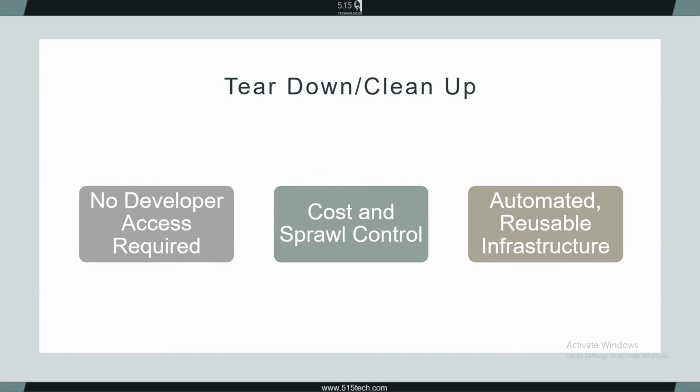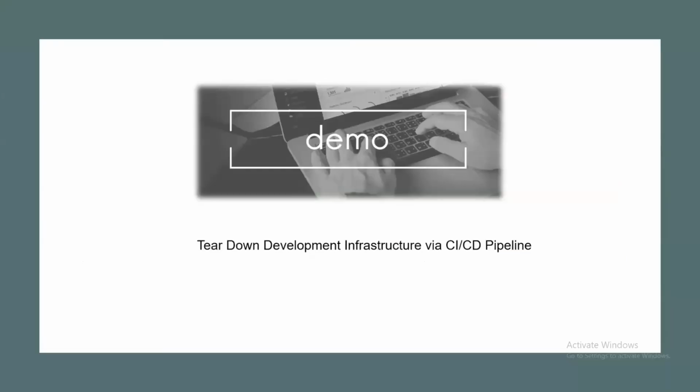So how do we allow them to tear down and clean up when they're done, or re-provision for a new effort? What we want to do is have no developer access required. We absolutely want to control cost and sprawl, and we want to automate that process for reusable infrastructure. So let me show you how in GitLab and AWS, we use Terraform again to break down that infrastructure, with the AWS CLI as well.